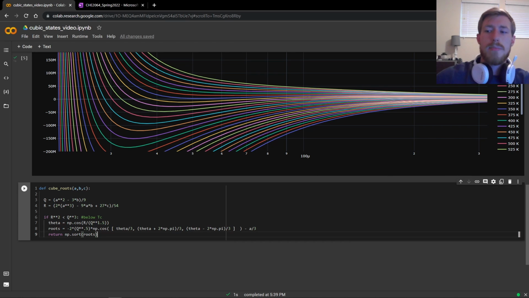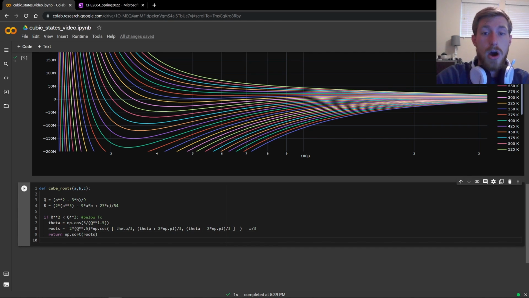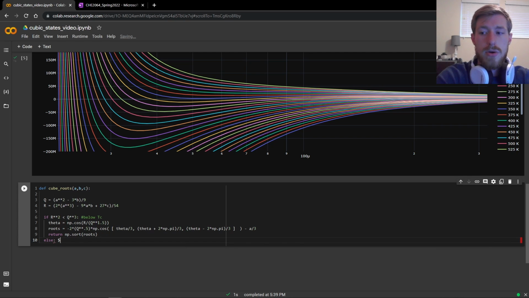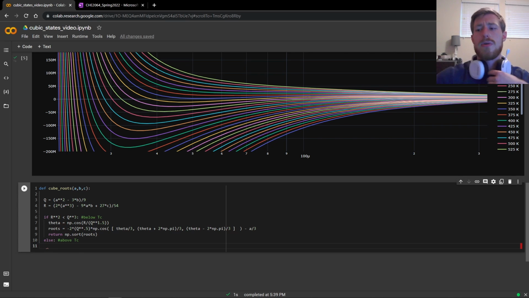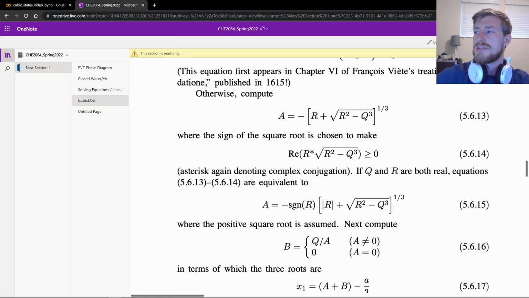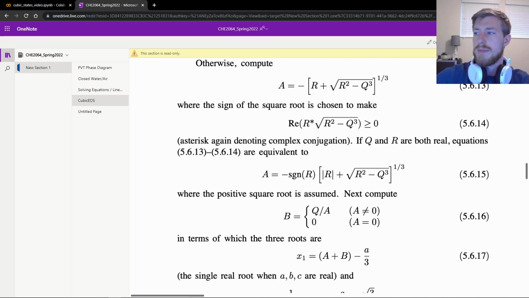Wrong. Remember, we're still within an if statement right now. This if statement is true only if r squared is smaller than q cubed, which only applies below the critical temperature. So we have to make an else statement that describes what happens when we're at or above the critical temperature. So when we're at or above the critical temperature, what do we do? Well, Cardano's method thankfully explains what to do in that case as well. We can skip this since we know we have all real numbers involved.